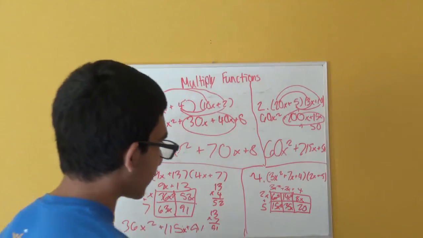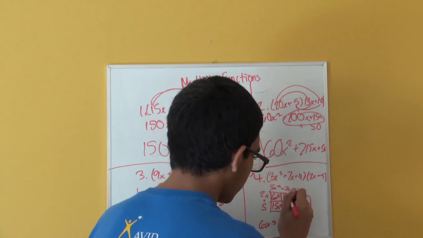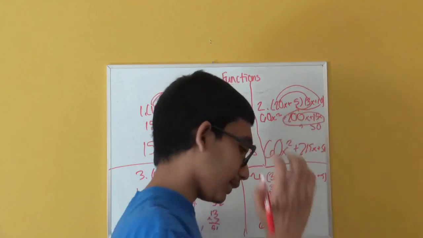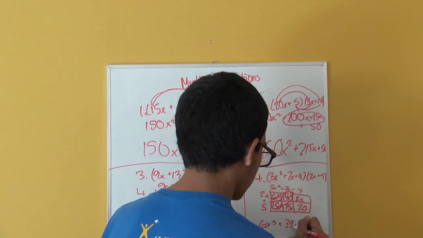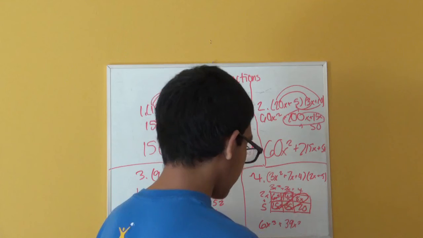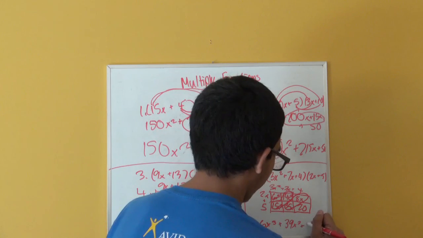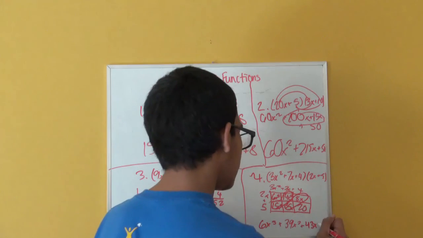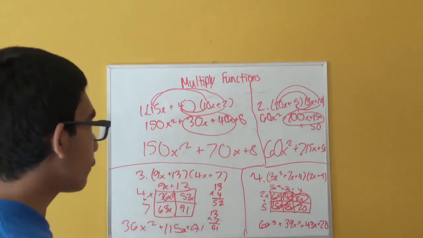Now all I have to do is add like terms. So 6x cubed doesn't have any like terms. I see that 14x squared and 15x squared are like terms, which is 29x squared. And 35x and 8x, both of them are x, are like terms. So that will be 43x. And 20 is a constant, so that will just be 20.